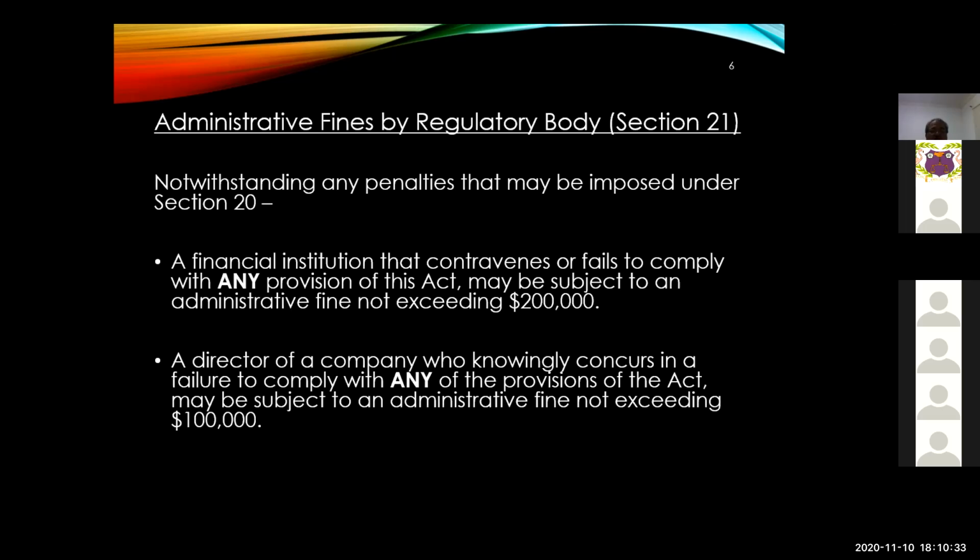So if we look at those two penalty clauses, sections 20 and 21, a financial institution can be fined up to $400,000, and a director can be fined up to $200,000 collectively when you combine the two sections, sections 20 and 21. Okay, but just note that with regards to the administrative fines, it says that they may be subject to, whereas in the statutory, it says that they will be fined. Okay, so just note those two differences.